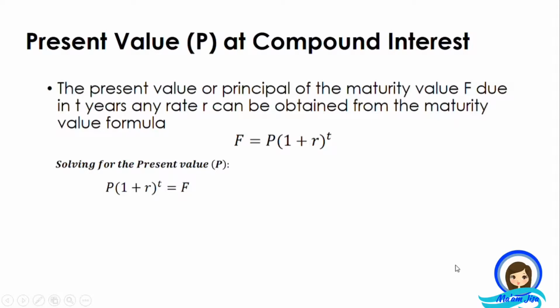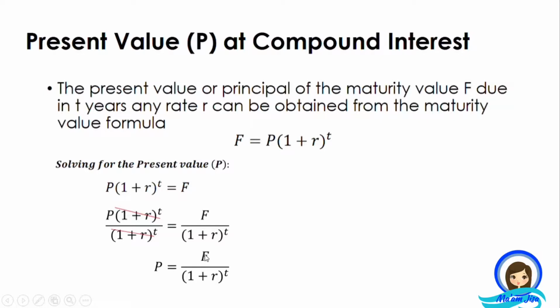By symmetric property, we can interchange these two expressions, and then we divide both sides of the equation by the quantity 1 plus r raised to an exponent of t, and then we cancel this expression here so that we can isolate P. Therefore, P equals F over the quantity 1 plus r raised to an exponent of t, or using the laws of exponents, particularly negative exponents, P is equal to F times 1 plus r raised to an exponent of negative t. We can use either of these formulas since it will yield the same result.